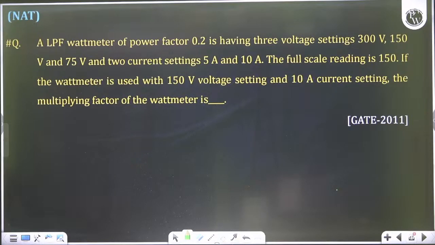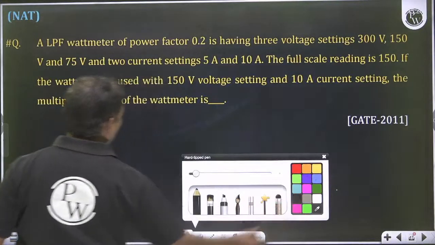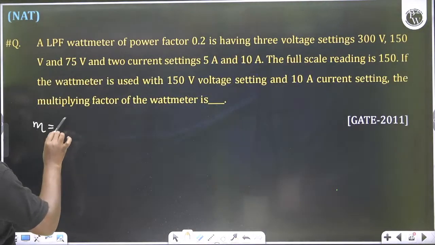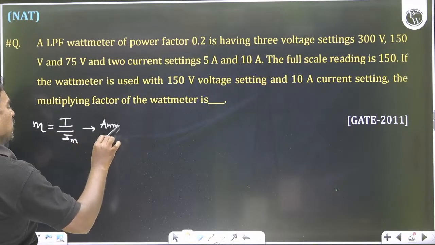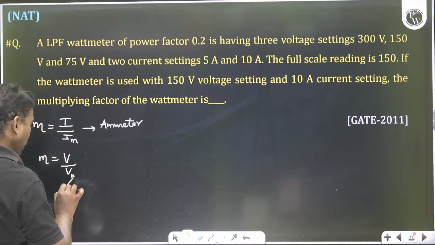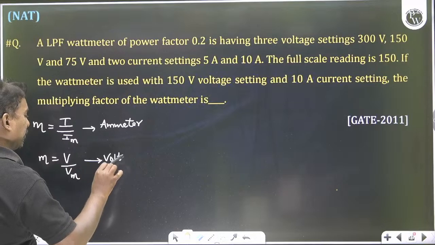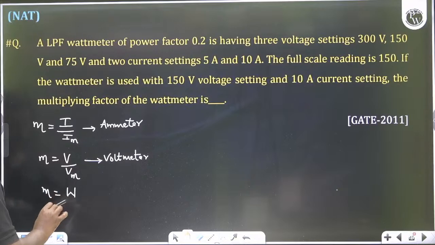So there we have seen the multiplying factor. But here when it comes to the wattmeter, what is the multiplying factor? What is the multiplying factor for ammeter? What is the multiplying factor for voltmeter? Generally, multiplying factor for ammeter is I by Im. Multiplying factor for voltmeter is V by Vm. Similarly, multiplying factor of wattmeter will be capital W by Wm.